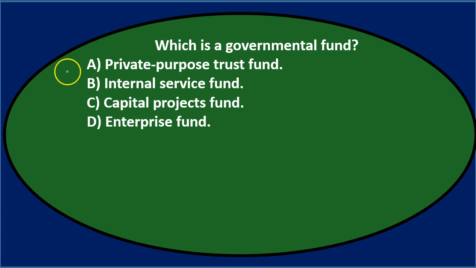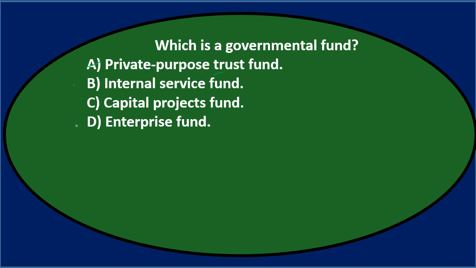A, private purpose trust fund. A trust fund is usually a fiduciary, because we're holding something in trust as kind of an agent. So that's not going to be one of our normal governmental type funds. B says the internal service fund, and I'll keep that for now. C says the capital projects fund, and that's when we have long-term projects that we're putting together. And then D says the enterprise fund.